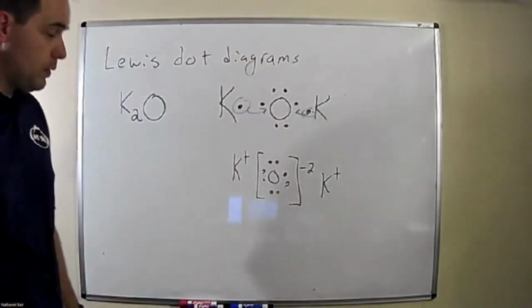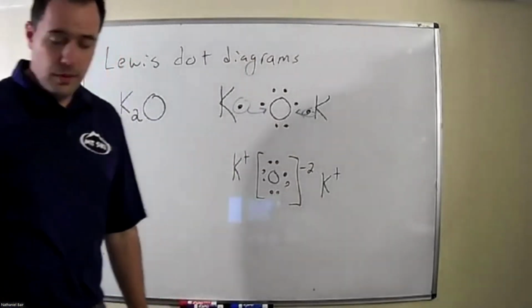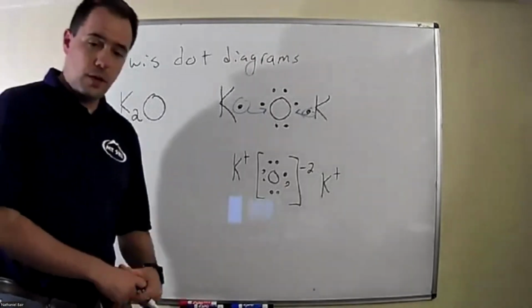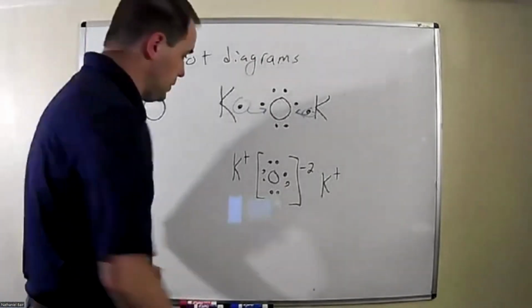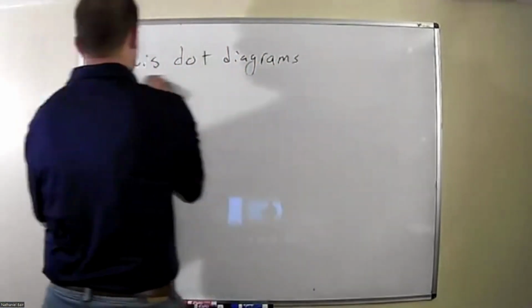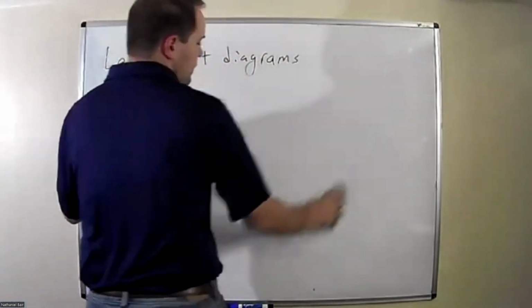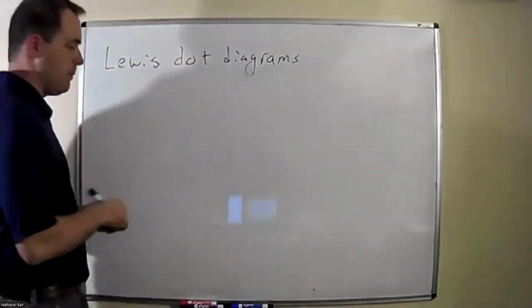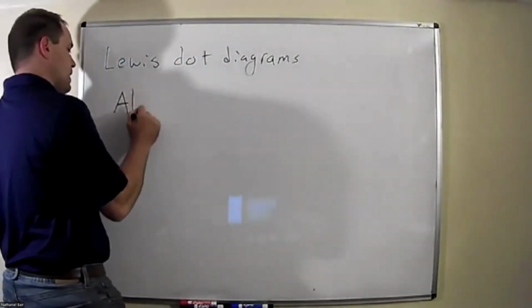Cool. You want to see how hard these get? Sure you do. All right, let's try this guy. This is as hard as an ionic compound gets. I'm going to walk you through this one. It's all about how you set it up. Let's do aluminum oxide.